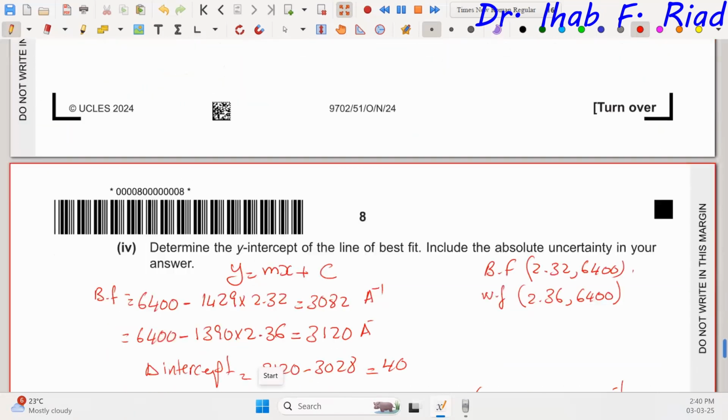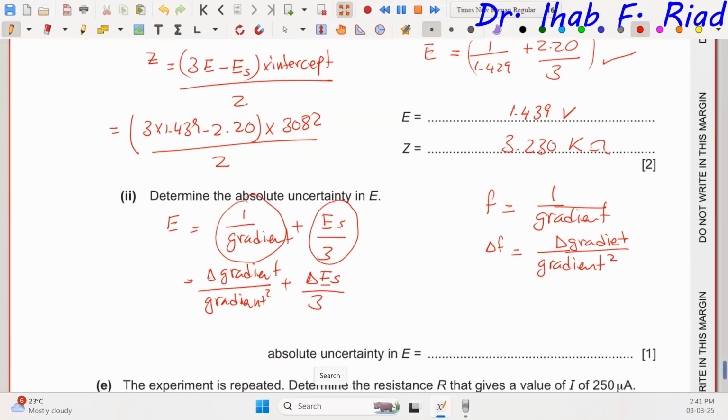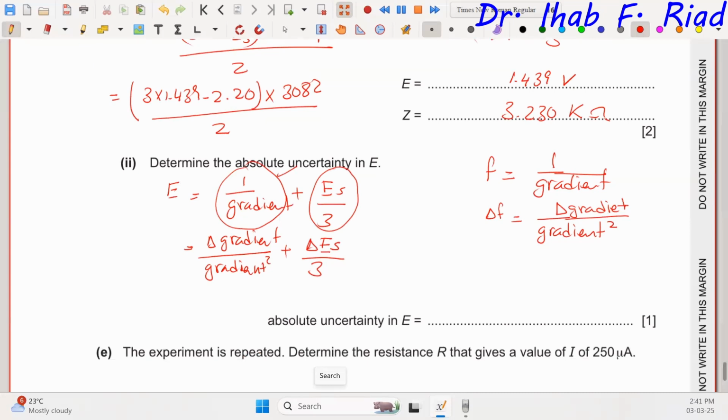Okay. So it is delta gradient divided by gradient squared plus this one. Delta ES over ES? No, it is just delta ES, right? Yes. Over 3. Right? Okay. So we did this alone, independent, then we add them together.